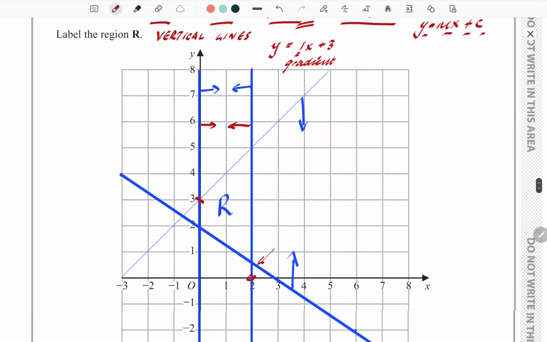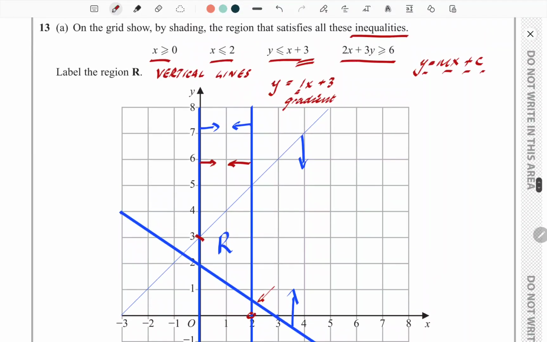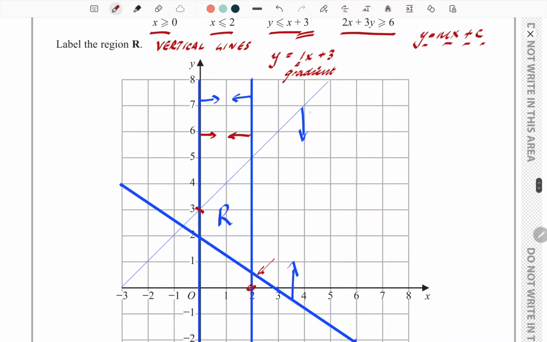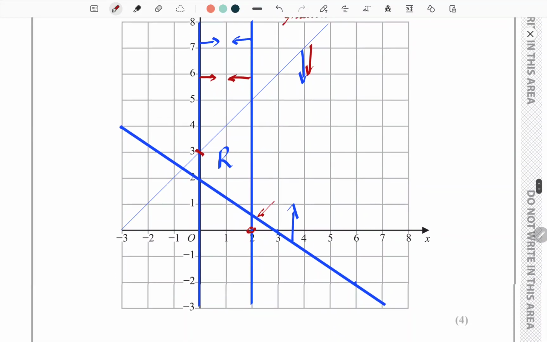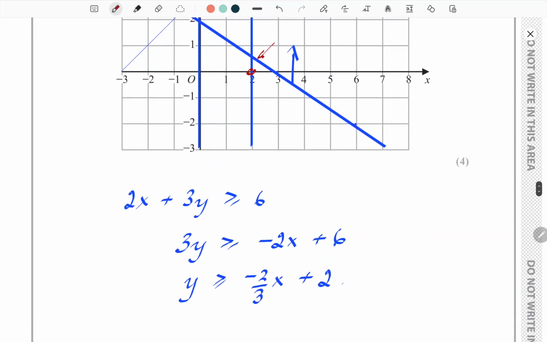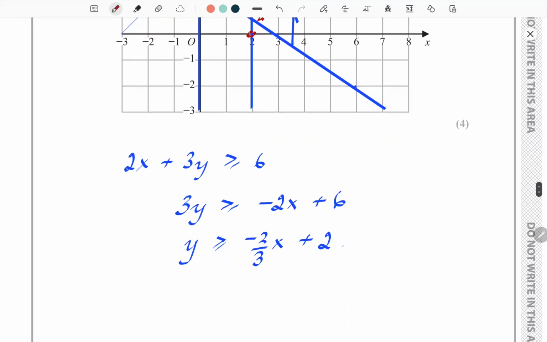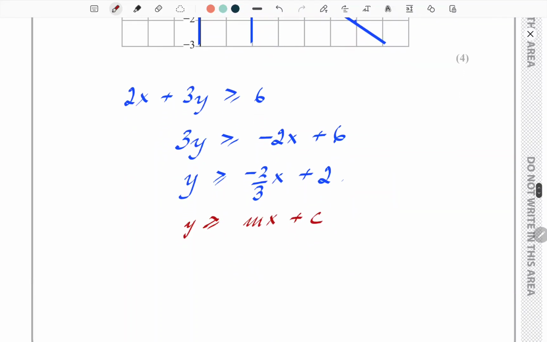The next line, and I've shown that below, I think. Before I move on, y is less than or equal to x plus 3 means we have to be below that line. Here, below the graph, I've taken the final inequality and rearranged it. Put the 2x on the other side, so it becomes minus 2x plus 6. That's 3y. Then divide everything by 3. This gives you exactly the same format as a straight line equation, just with a different sign.